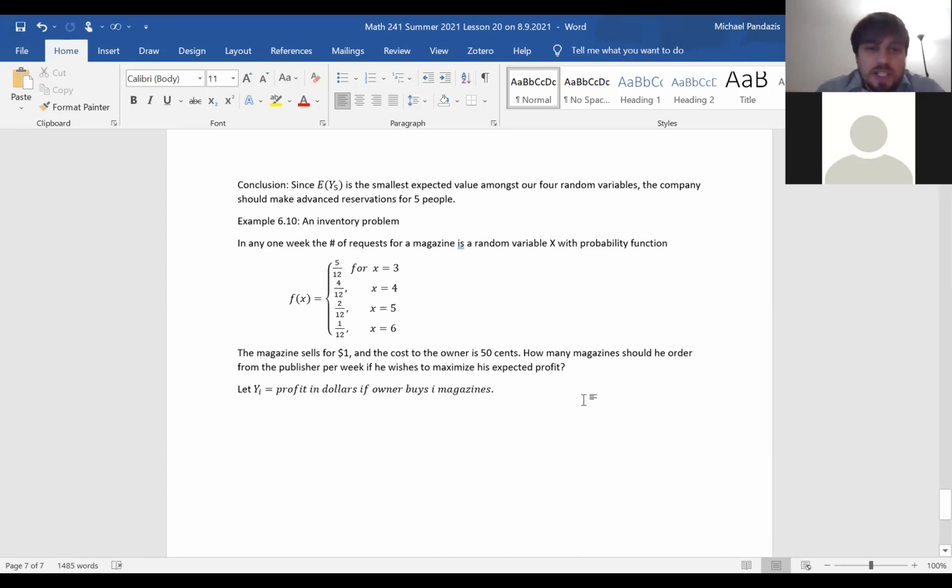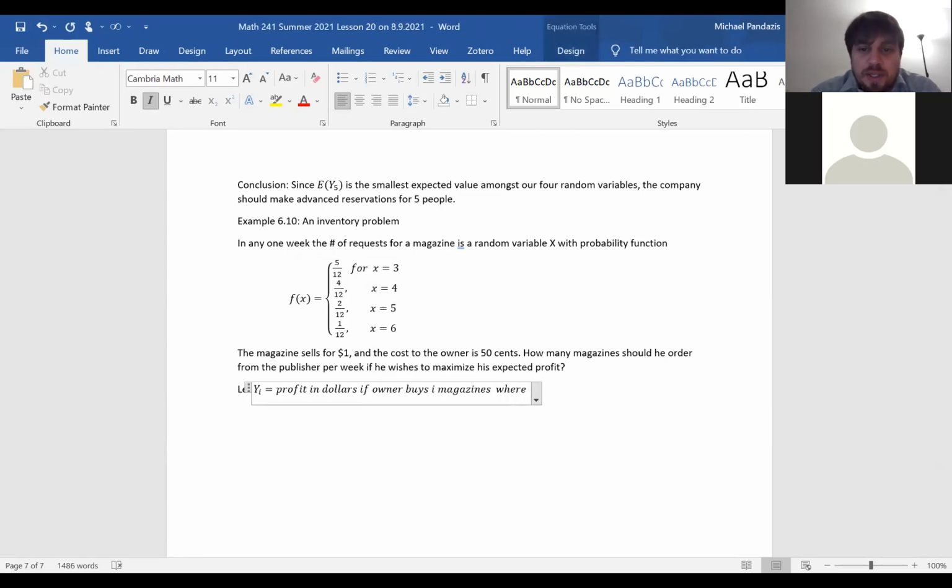Okay, so we'll let y sub i equal the profit in dollars if the owner buys i magazines. So we have 4 random variables there. Y sub i represents, for each i, a random variable, where i is going to equal 3, 4, 5, or 6.